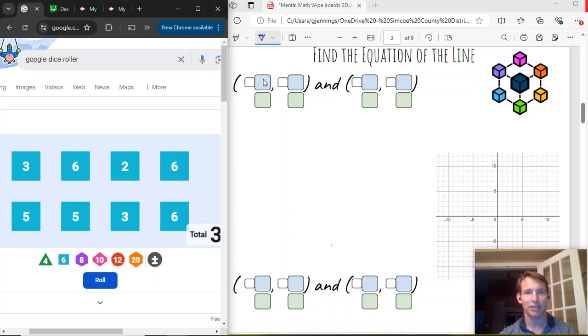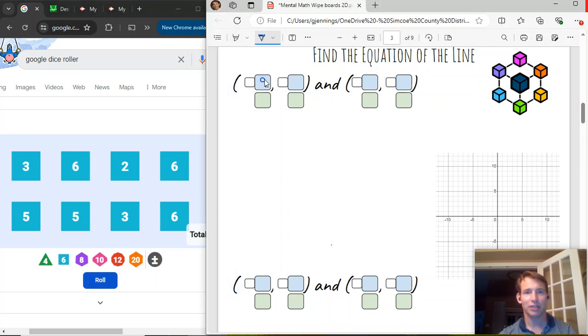So I got 3 plus 6 is 9, 2 plus 6 is 8, 5 plus 5 is 10, and 3 plus 6 is 9. Oh, that's very interesting. They're very close. I just want to avoid the situation where I have the same x value or the same y value, but I also get to do some positive and negative signs. So let's make that -9, and let's make that -9.